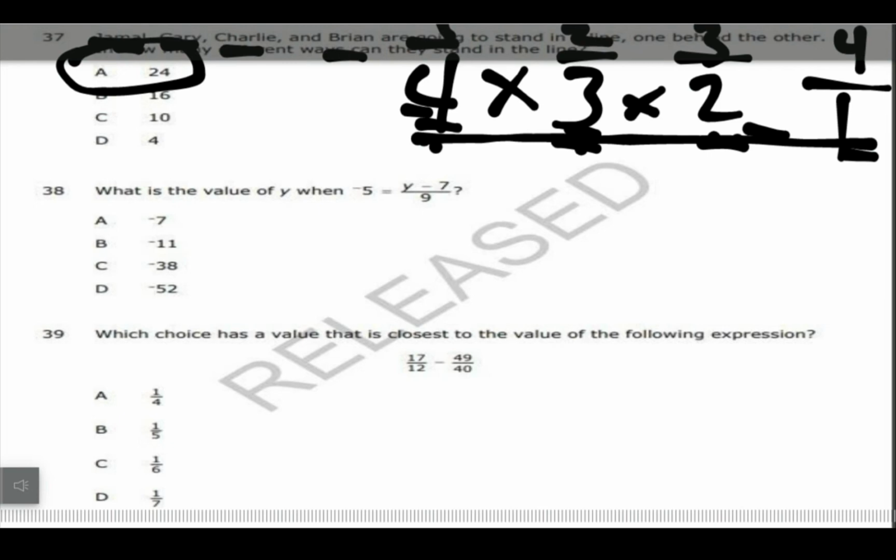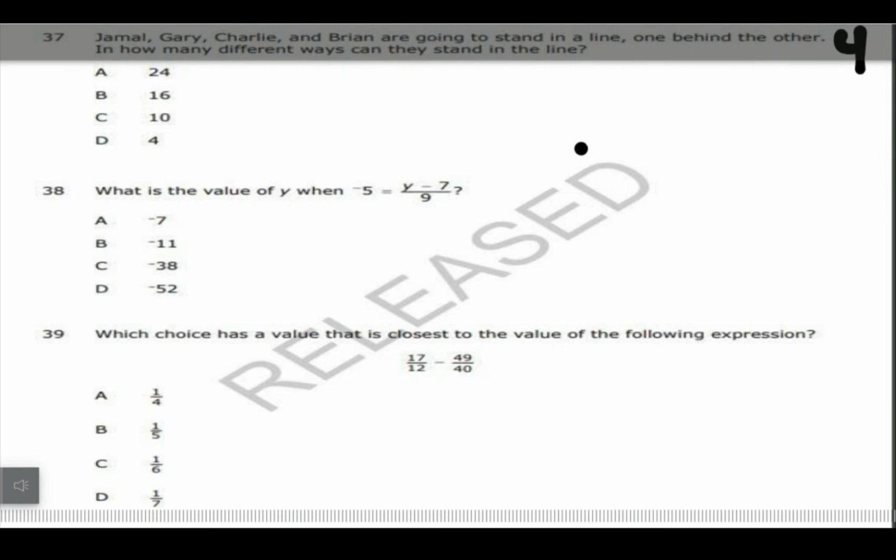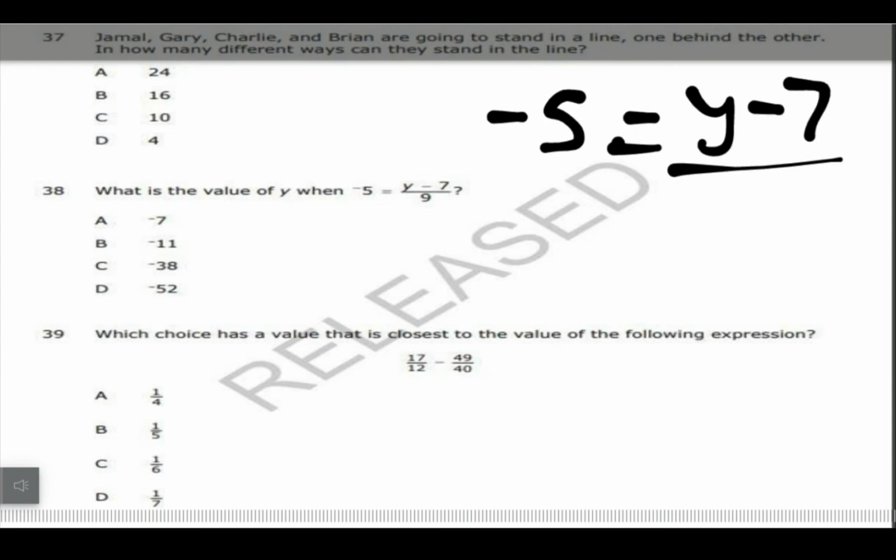For 38, it says, what is the value of y when -5 equals (y minus 7) divided by 9? So for this one, again, we want to get y by itself. The first thing we want to do, can't do anything until we get rid of the division bar. So we want to get rid of this 9.